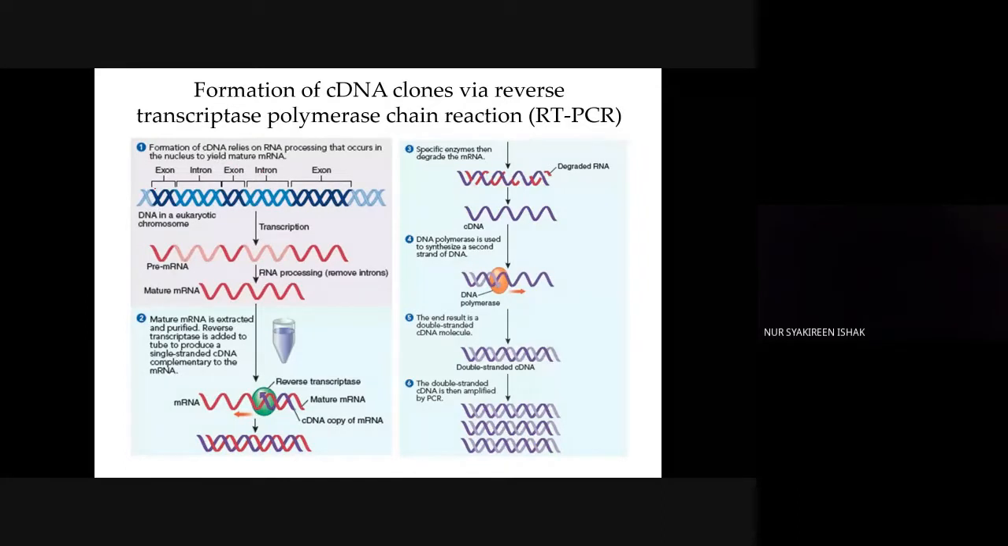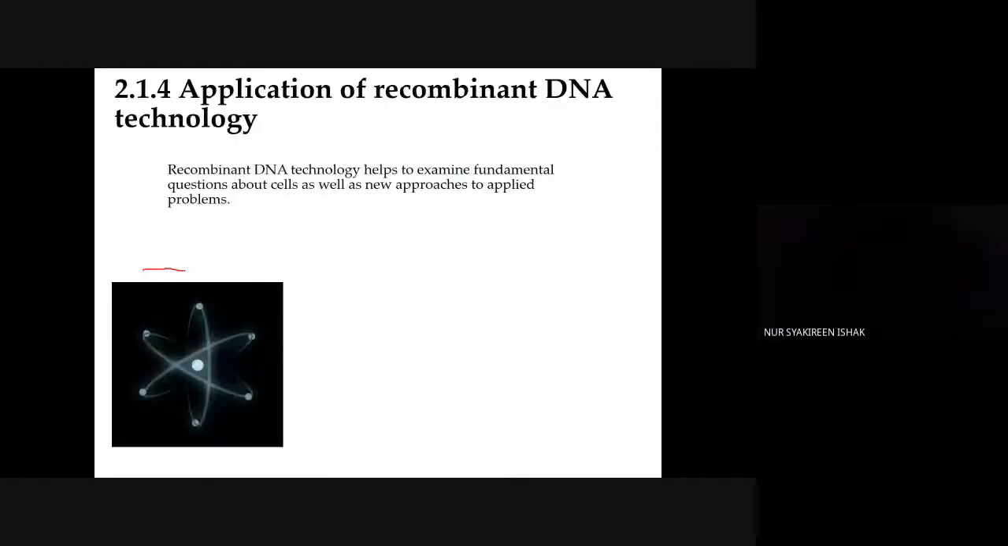So this is your DNA molecule in the nucleus. It consists of coding and non-coding sequences, exons and introns. This intron is the non-coding sequence that is not useful to produce the protein. So after transcription, it produces pre-mRNA.